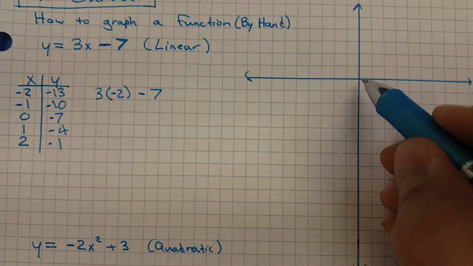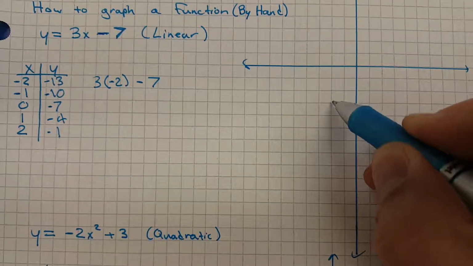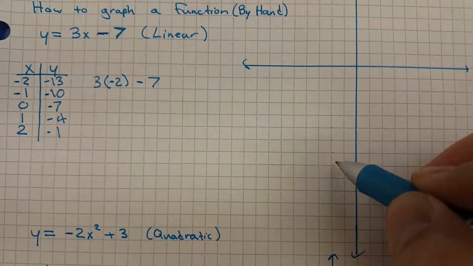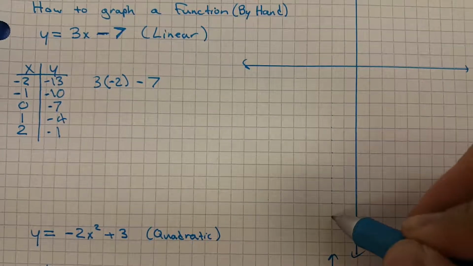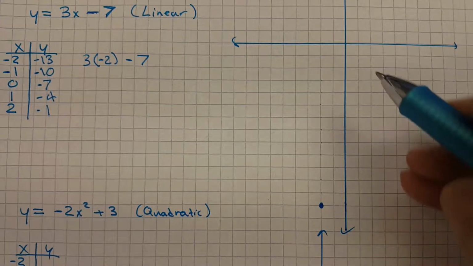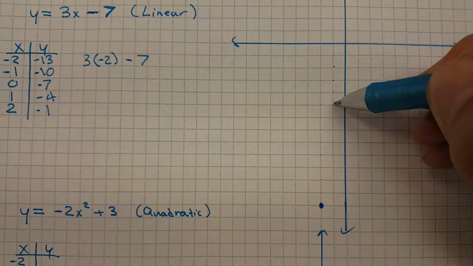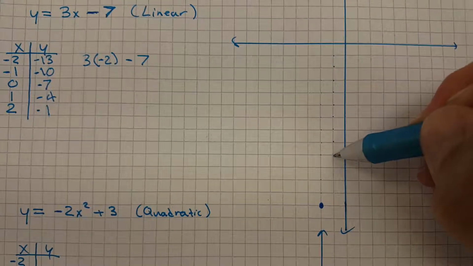So -2 and -13. There's -2. We've got to go down 13. 1, 2, 3, 4, 5, 6, 7, 8, 9, 10, 11, 12, 13. All the way down there, almost off the video. Okay, the next one is -1 and 10. -1, 1, 2, 3, 4, 5, 6, 7, 8, 9, 10.